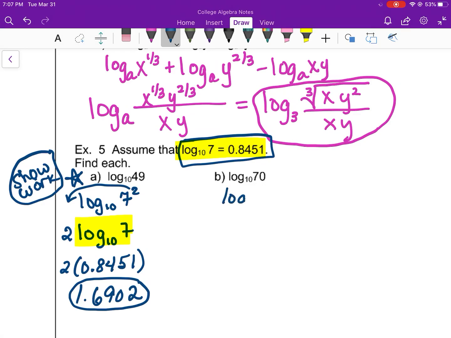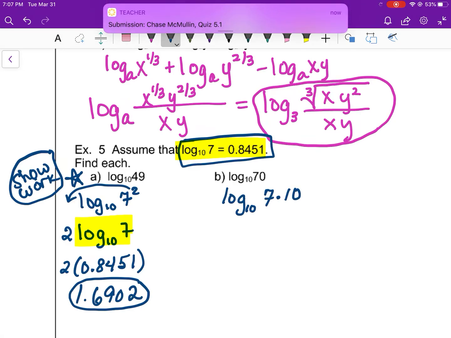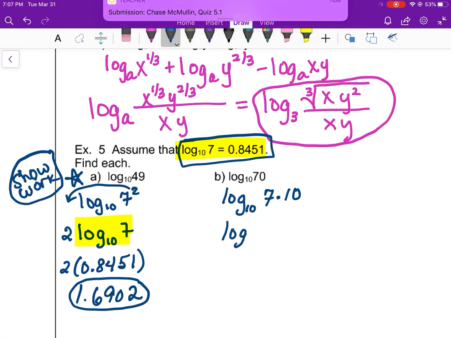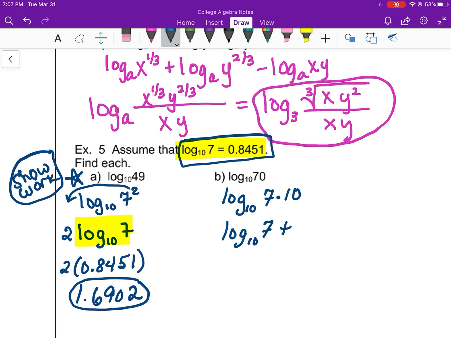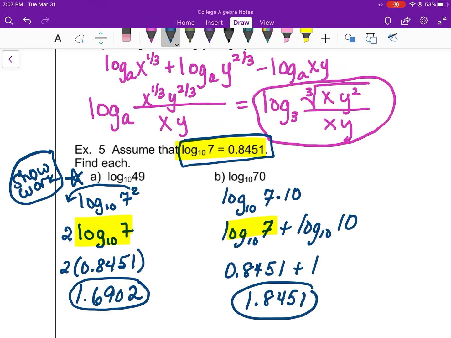For this next one, I have to figure out how to break down 70 with 7. So what I'm going to do is 70 is 7 times 10. Notice I'm using factors to break these numbers down. Now I'm following the rule that if I have an argument of 2 factors, I can add the 2 logarithms together. I know that log base 10 of 7 right here is 0.8451. Log base 10 of 10 is 1. I'm going to add those 2 together, and there's your answer.